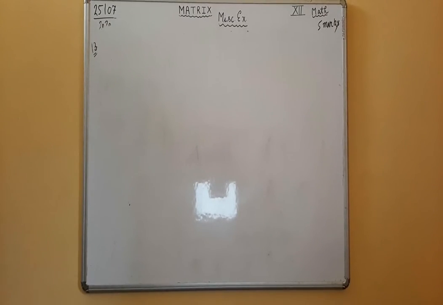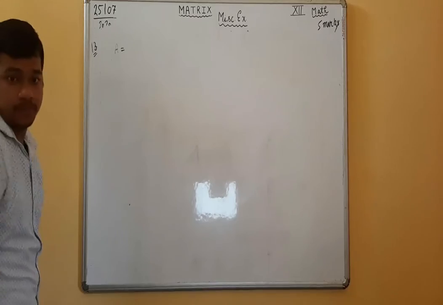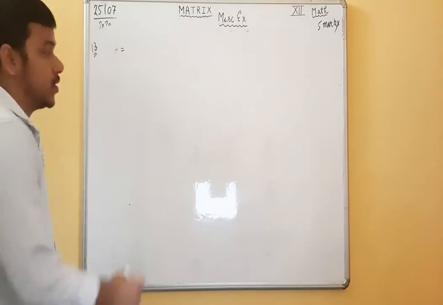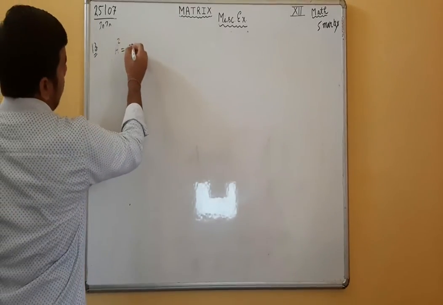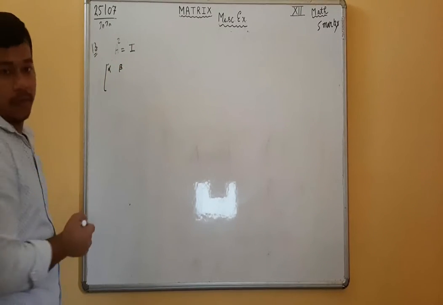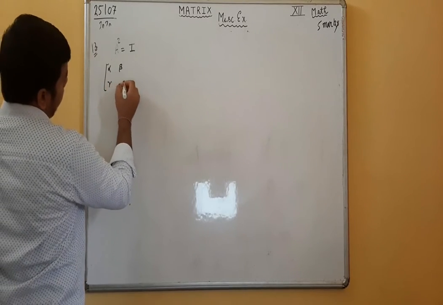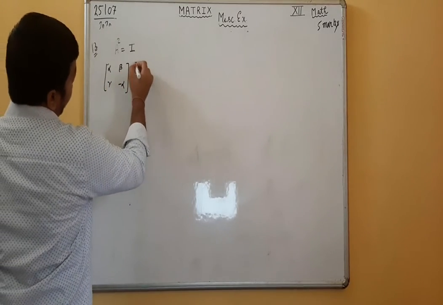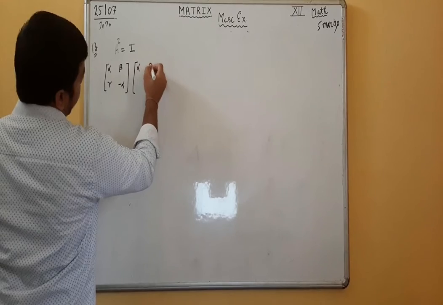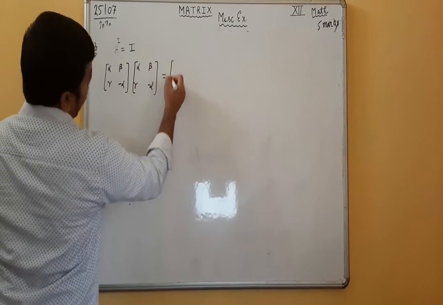In problem number 13, you are given that if A is a 2 by 2 matrix such that A square is equal to I, alpha, beta, gamma and minus alpha. This is the value of A. A square है तो इसको आप दो बार लोगे बेटा. माइनस अल्फा, आइडेंटिटी की वैल्यू क्या होगी?